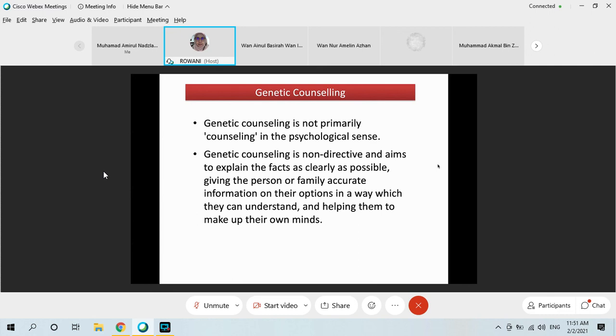So non-directive means that you don't tell them what to do. You don't say that you must not have any other child. That's not how you do it. It is up to the family to decide. Or you wouldn't say you have to terminate the child. No, you wouldn't do that. You give information and let them decide.